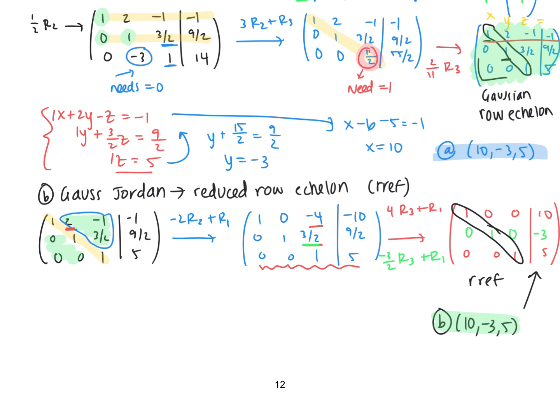So this was solving the system using Gauss-Jordan elimination. So a quick note here. You would never do both processes. I just want you to see the two processes and see the difference between them. As you can see, this is a long process, and if you make one mistake early on, you're really going to be in trouble.